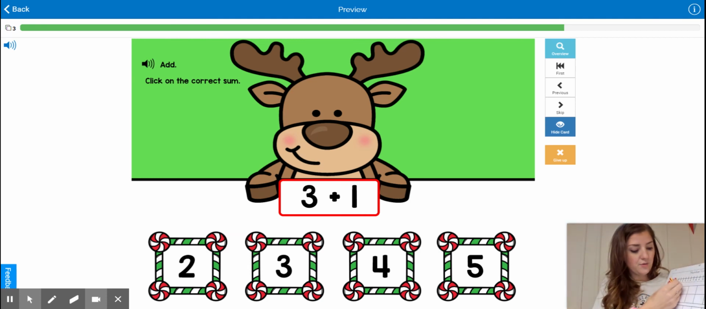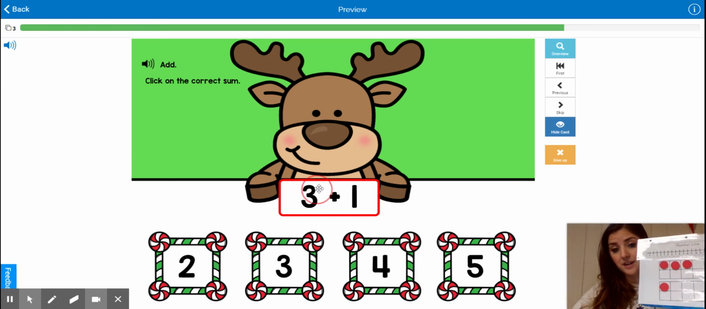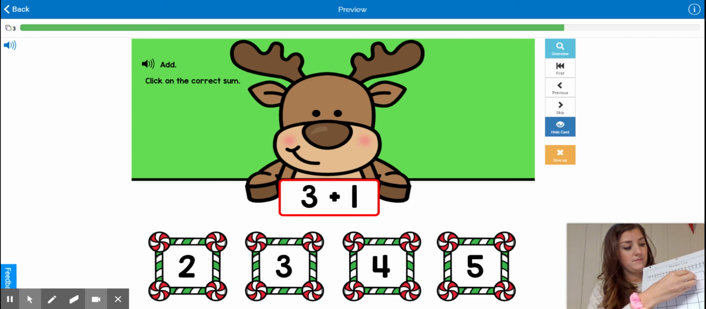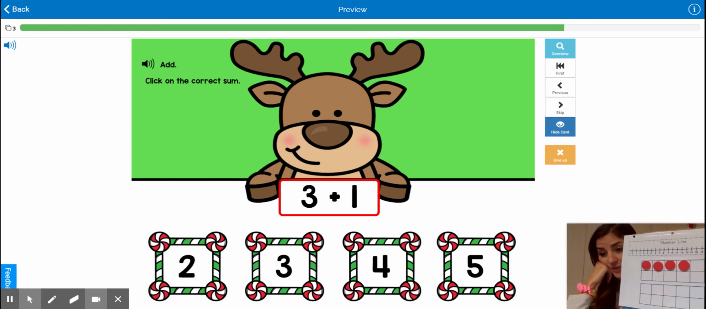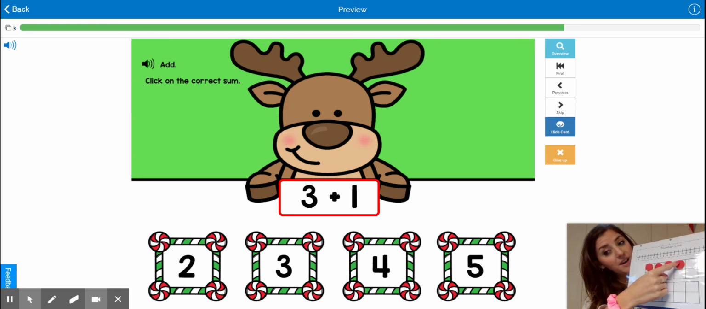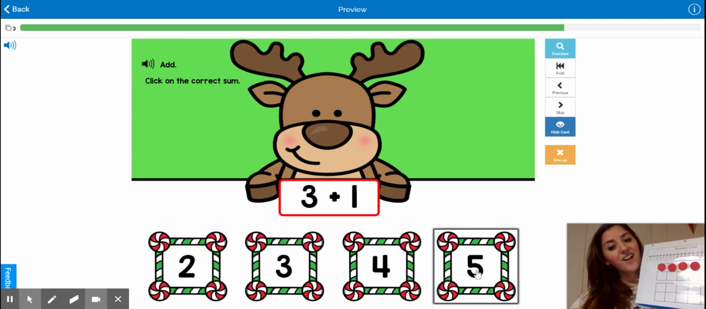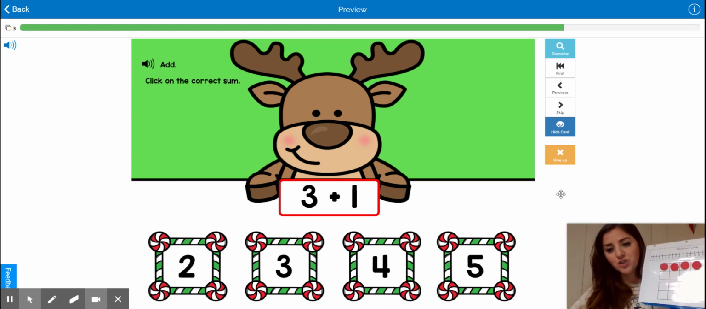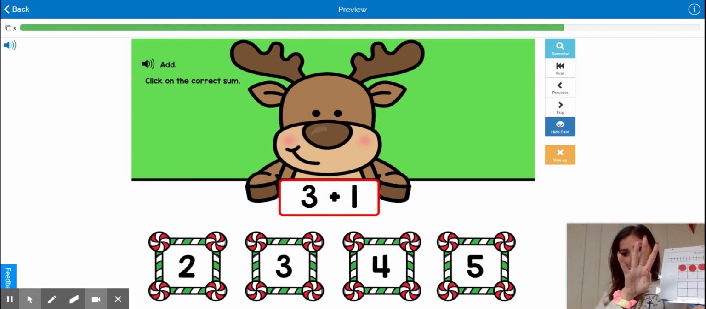Okay, I have a group of 3. And I'm going to put it together with my group of 1. How many do I have now? We have 4. Can you show me 4 fingers? 1, 2, 3, 4. 4.